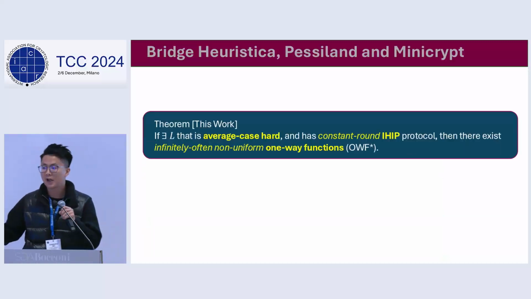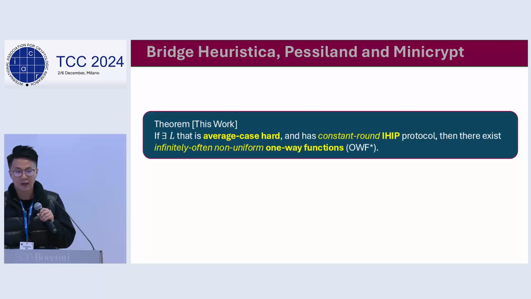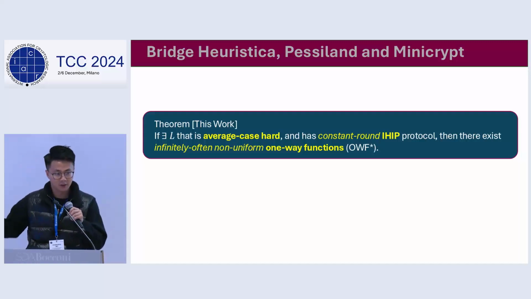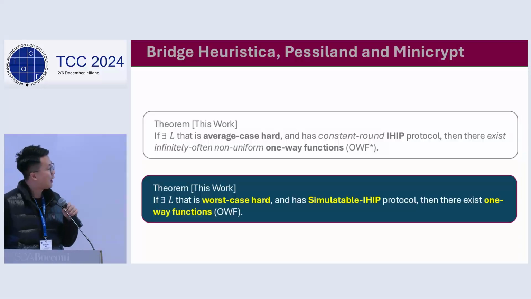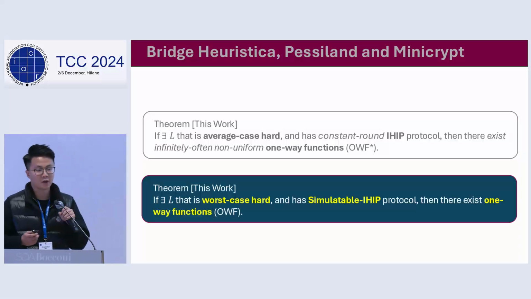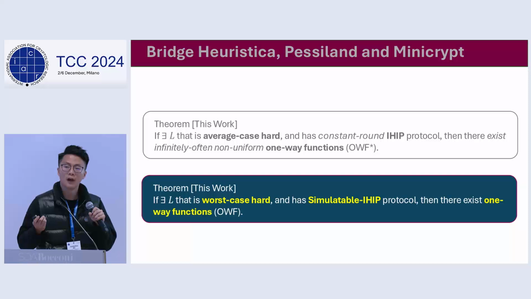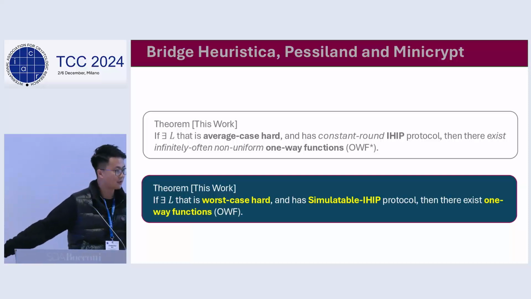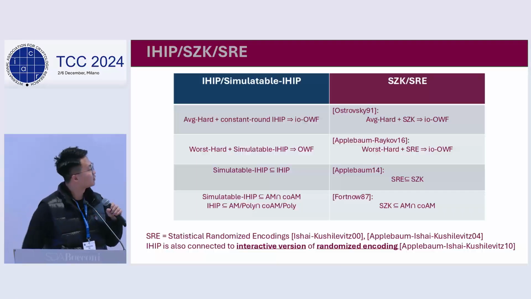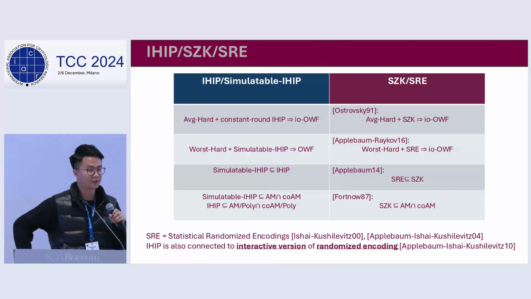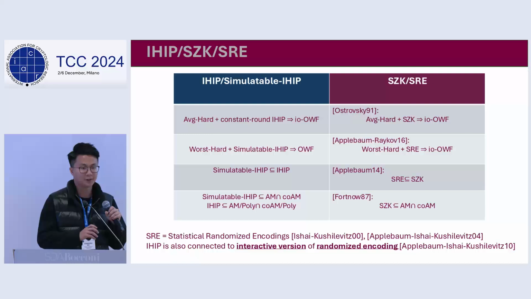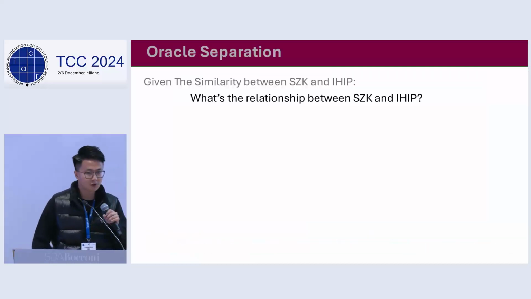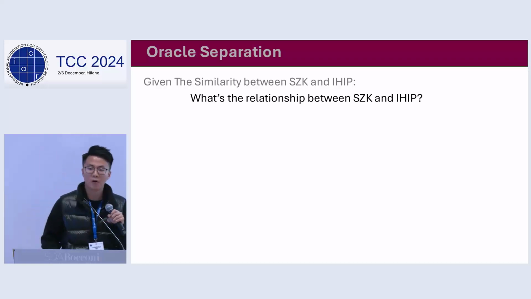This means an NP-complete problem is unlikely to have such an instance-hiding interactive proof, even if we relax this hiding error to a constant. And for simulatable HIP, we can remove non-uniformity and show that simulatable HIP is a subset of AM intersect coAM. Similar results were found for SZK, so an NP-complete problem is unlikely to have either SZK or HIP. Next, we show that some hard HIP will imply one-way functions.